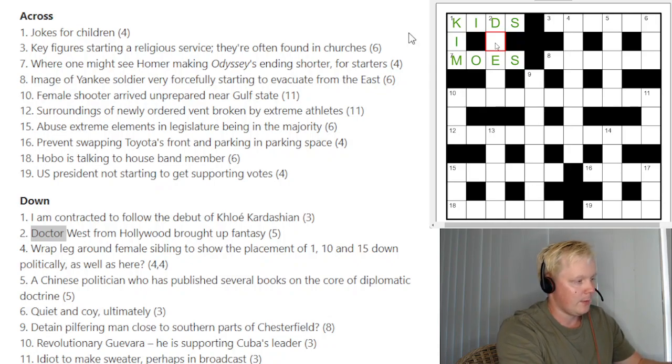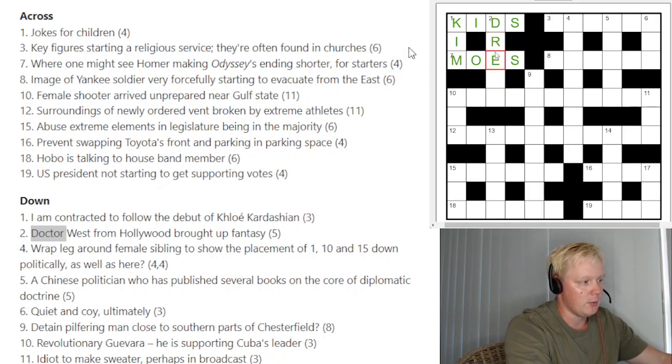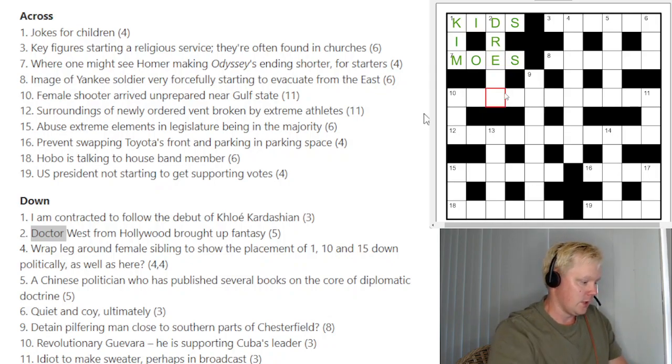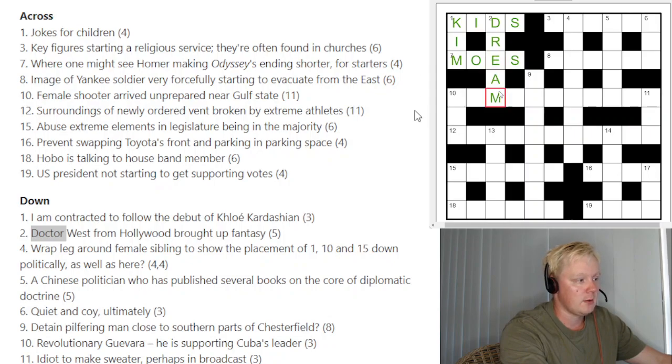So if we put DR here, and then we need to write something backwards, that means West from Hollywood. Well, Hollywood obviously refers to the film industry, and there is an actress named Mae West, and Mae backwards is EAM, and dream means fantasy, your dream job, your fantasy job. So that's how this works.